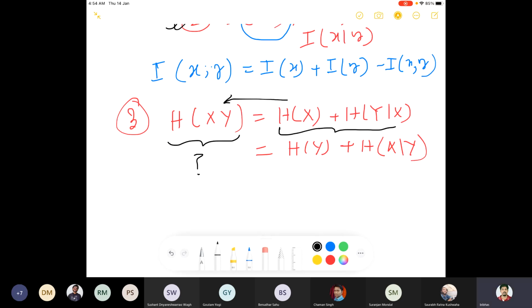So according to Shannon, entropy is the amount of uncertainty about the random variable, let's say.